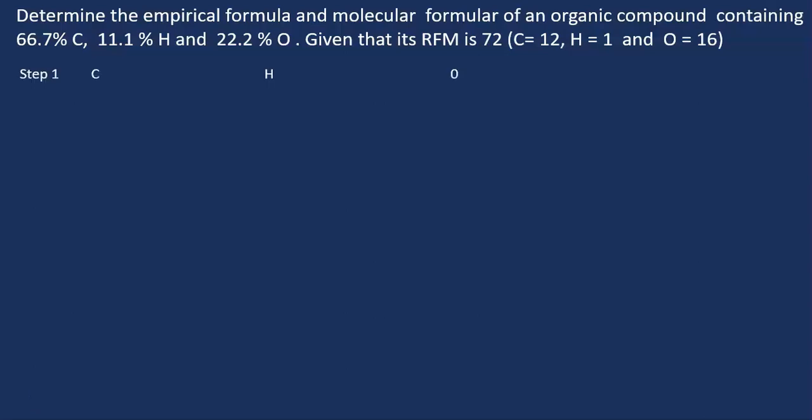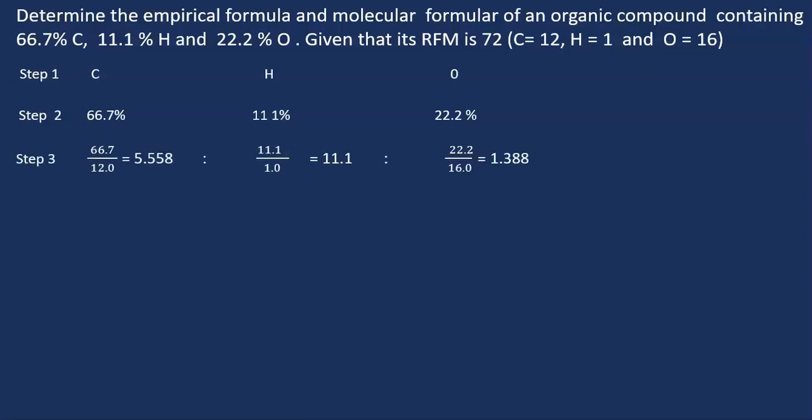Step 1, list down all the elements. Step 2, write down the percentages for all the elements. Step 3, divide the percentages with the relative atomic masses to get the ratio of the atoms. Step 4, divide through with the smallest value. The smallest value here is 1.388, and we get a ratio of 4.004 to 7.997 to 1.